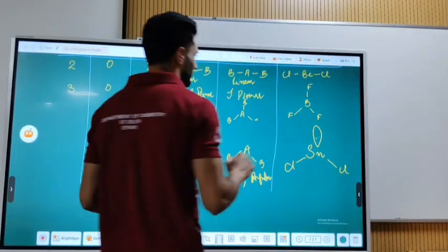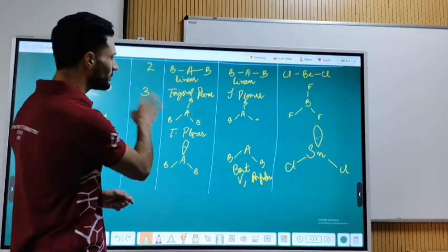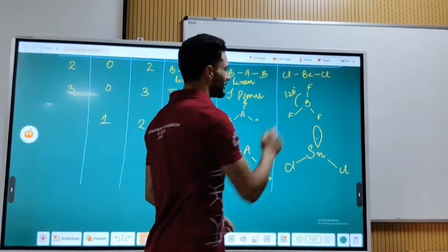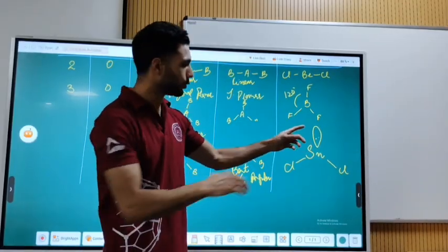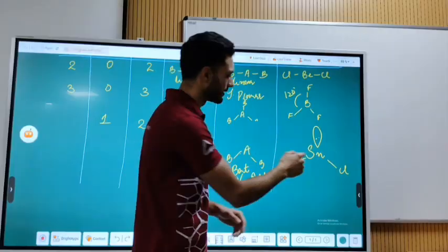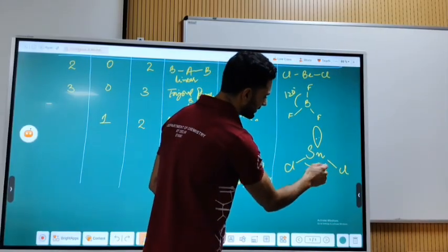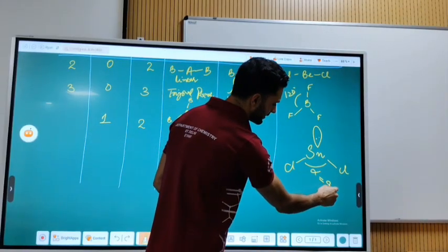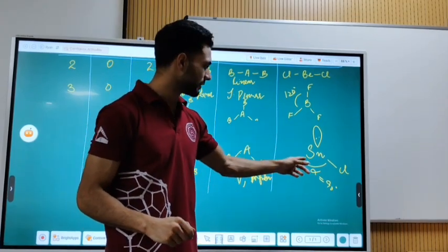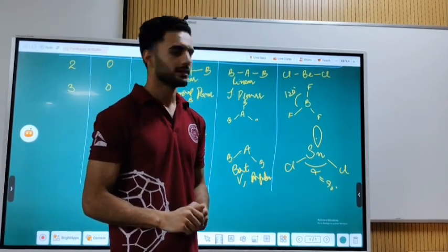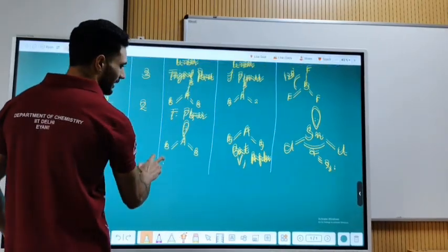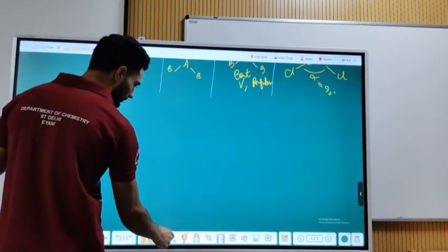Now its example, SnCl2. A point to remember: in trigonal planar the bond angle is 120 degrees, but as a lone pair is added, the lone pair pushes the bond pairs towards themselves, decreasing the bond angle. So this bond angle is less than 120 degrees. Why? Because of the presence of the lone pair. Now let's take steric number 4.